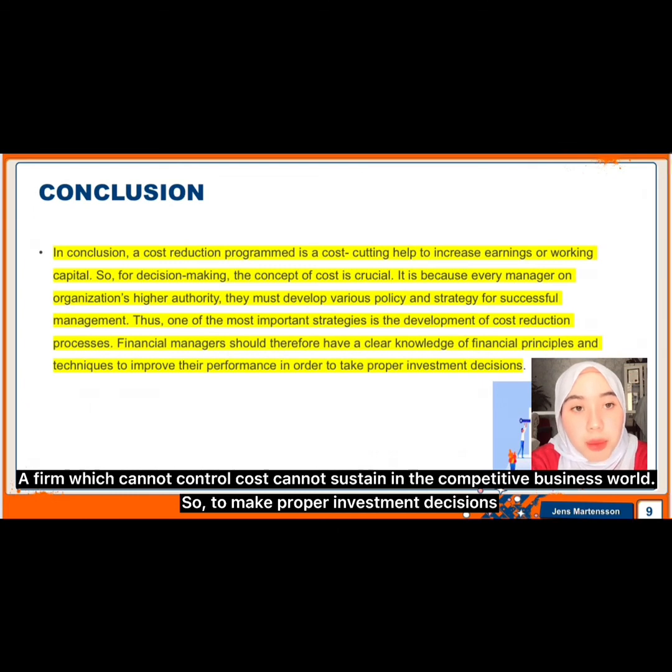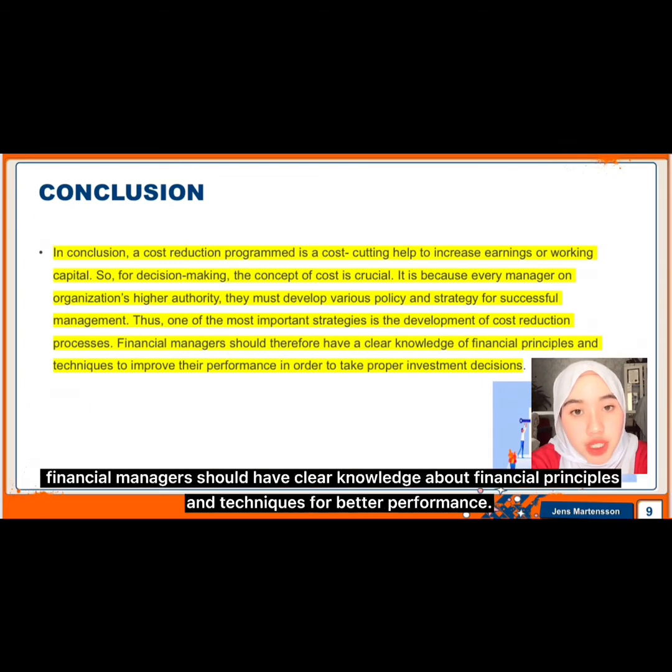So, to make proper investment decisions, financial managers should have clear knowledge about financial principles and techniques for better performance.